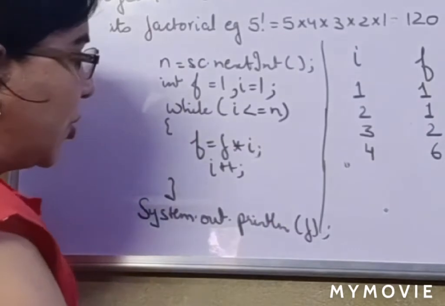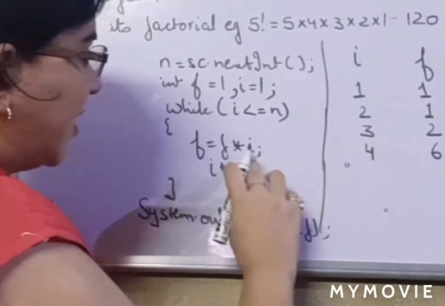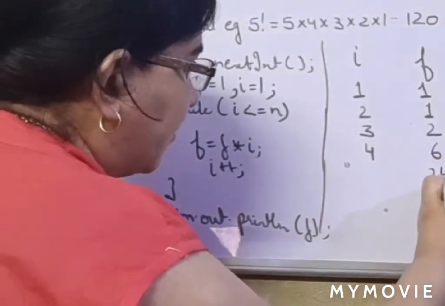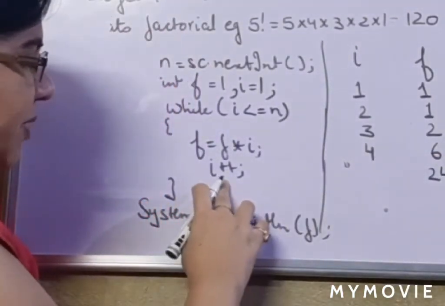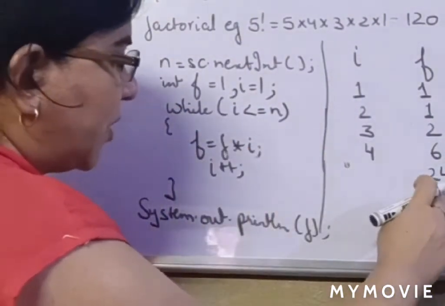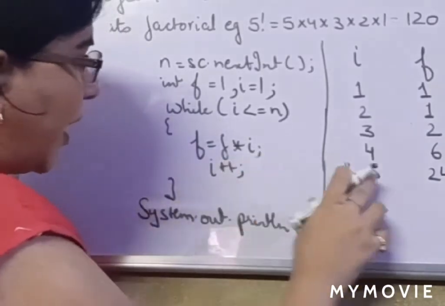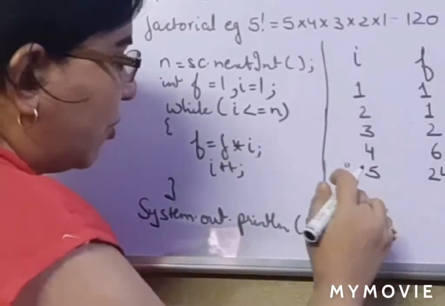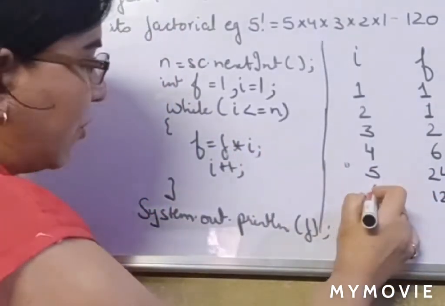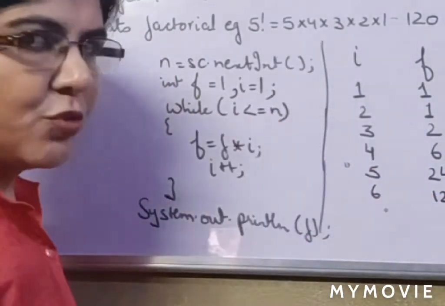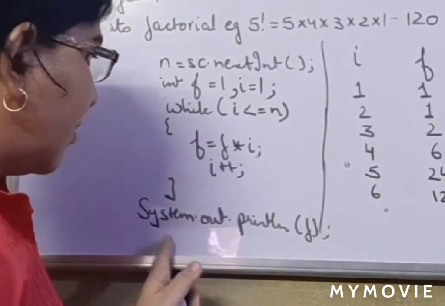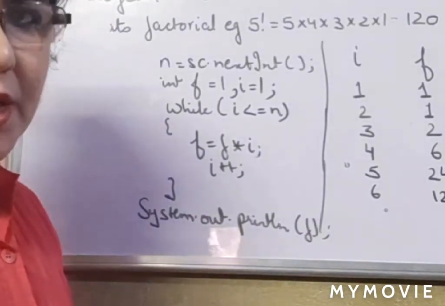4 is less than equal to 5. F is how much? 6. i is how much? 4. 6 into 4, 24. i plus plus, i will become 5. 5 is less than equal to 5. F is how much? 24. And i is how much? 5. 24 into 5 will give you 120. i will increase and it will become 6. 6 is less than equal to 5 is a false condition. So we are getting a final answer as 120 again.